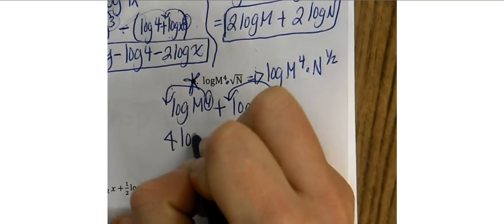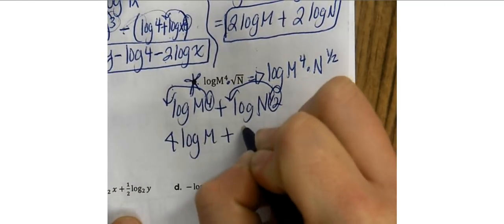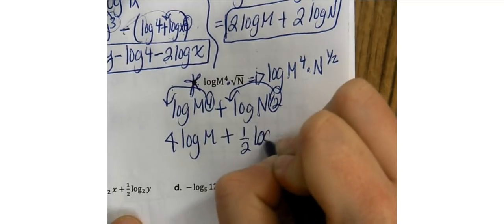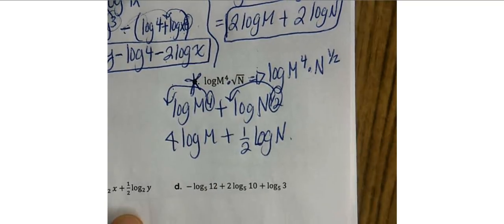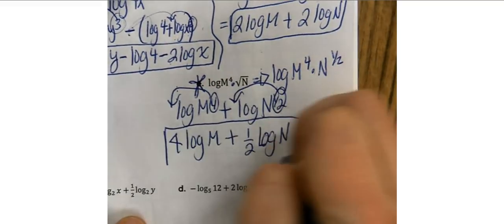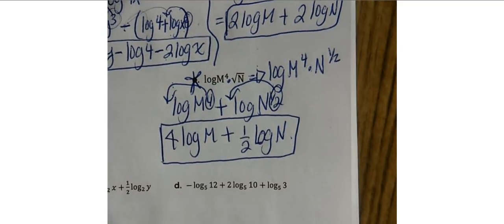Anything with an exponent is going to come out in front, so I'm going to bring my exponents out in front, and I have 4 times the log of m plus 1/2 times the log of n, and that is the complete expansion of our logarithm. So that's how you expand. So now, naturally, the next idea is to condense.